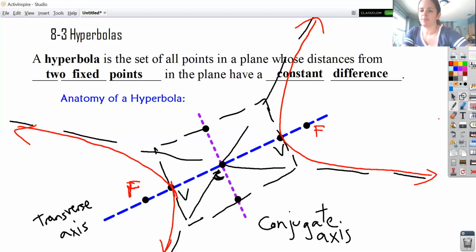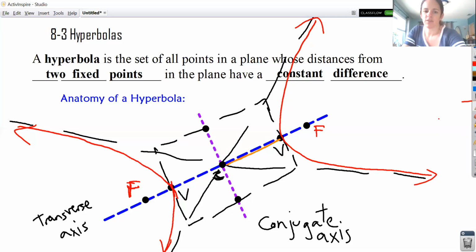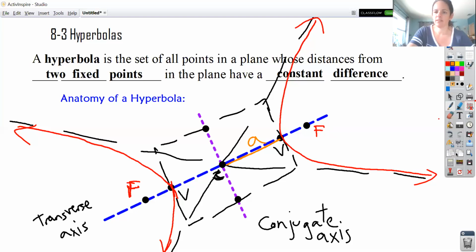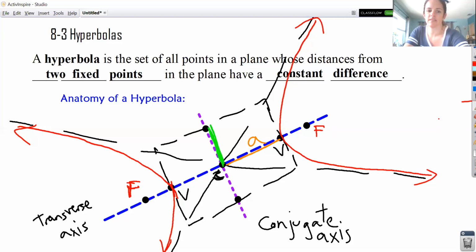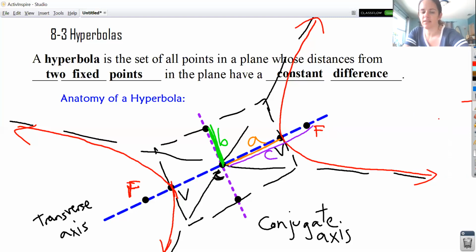Also, we want to be able to label our A, B, and C. The distance from the center to the vertex is still A. The distance from the center to the minor axis or conjugate axis endpoint is still B. And the distance from the center to the focus is still C. But now the difference is, which one is biggest, A, B, or C? Turns out C is bigger.